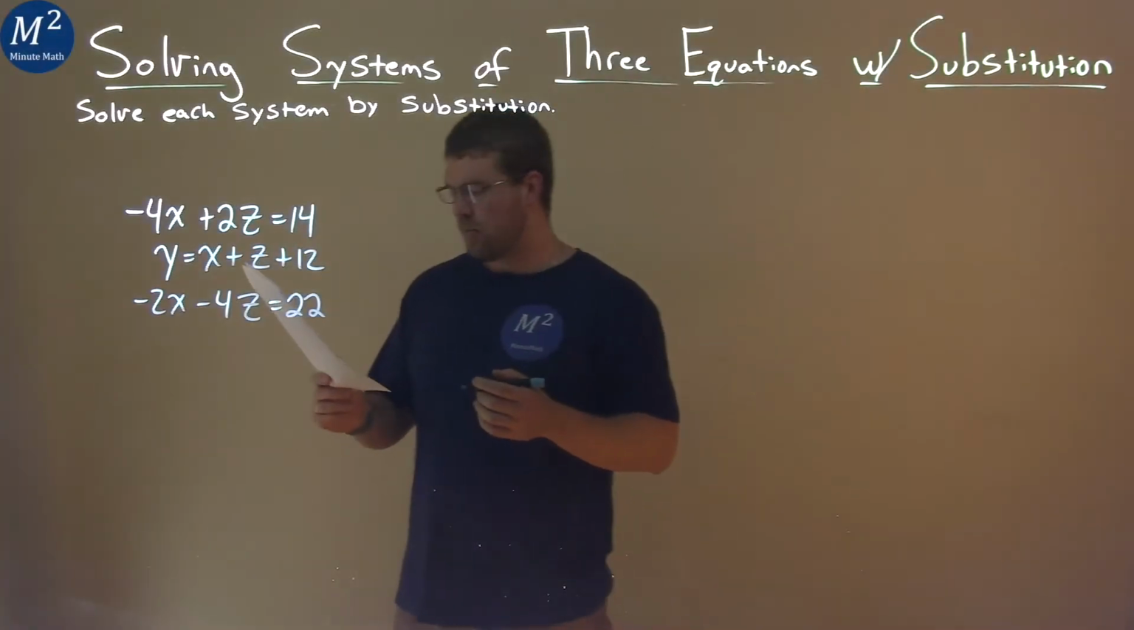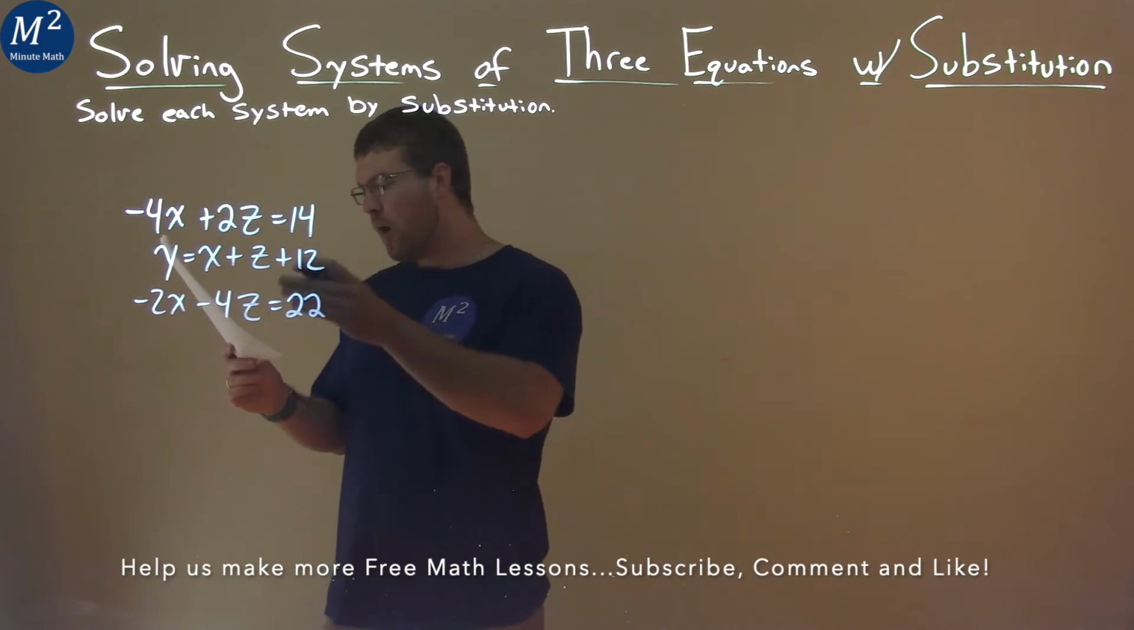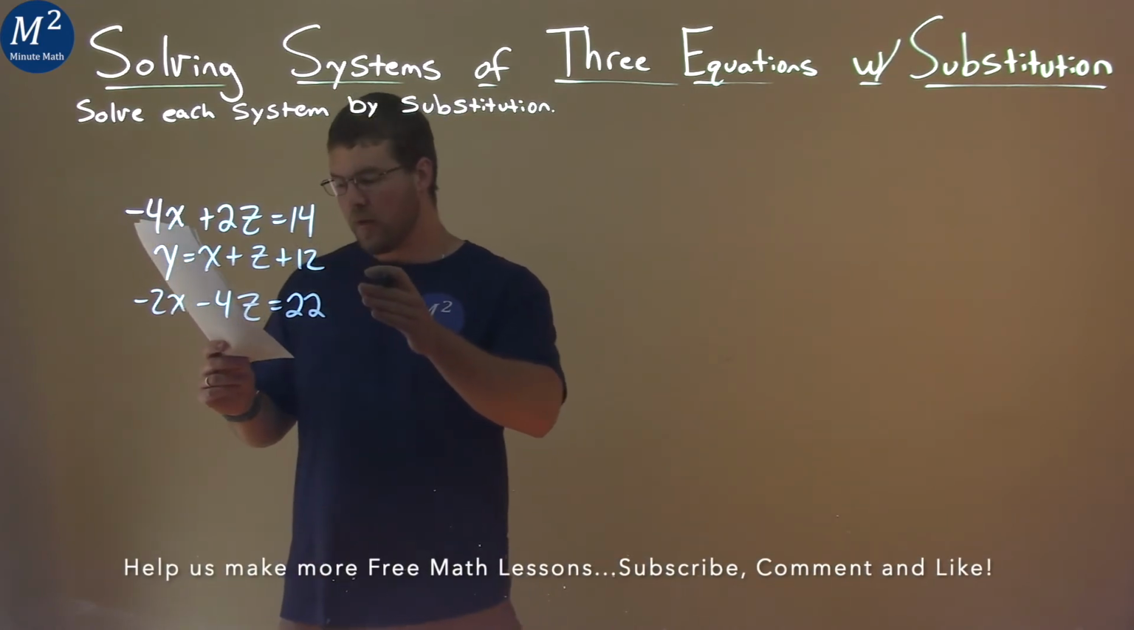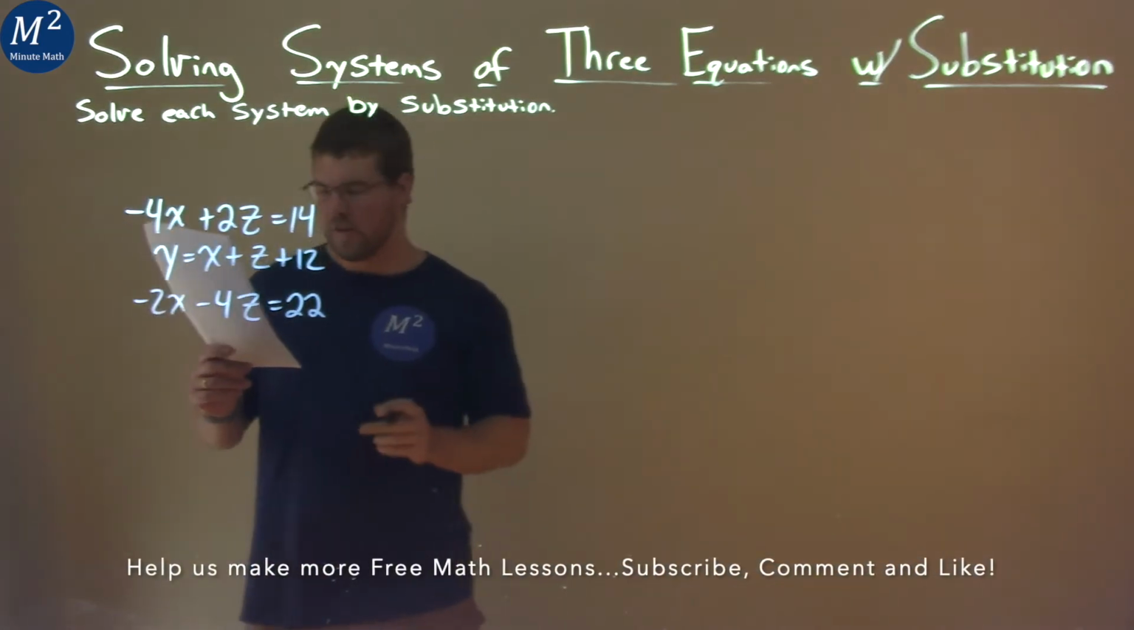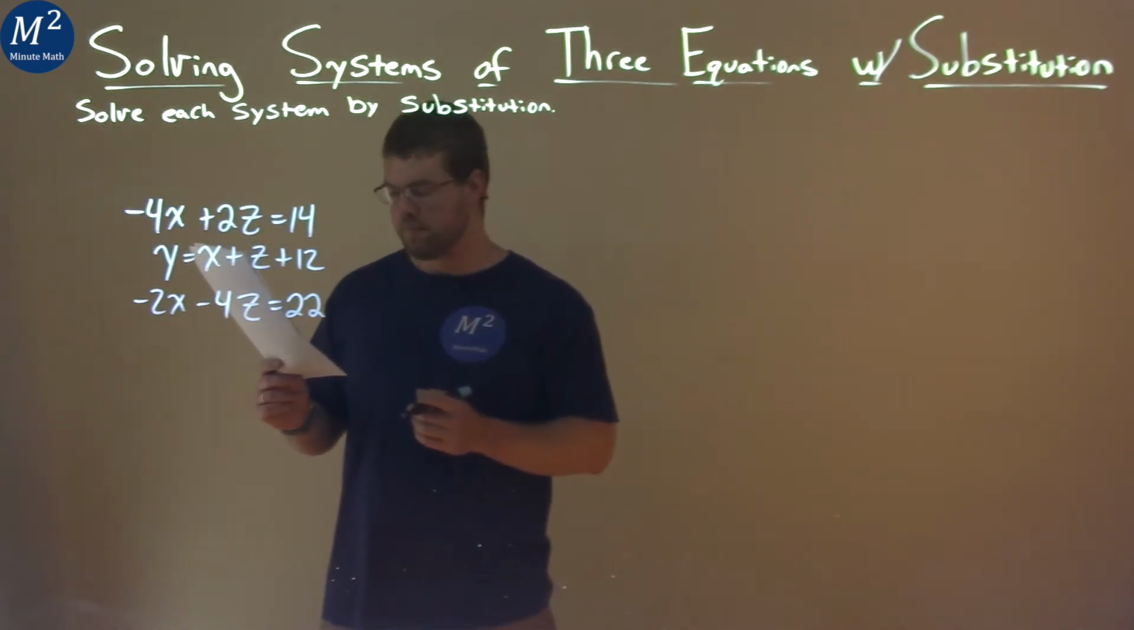We're given this problem right here. Negative 4x plus 2z equals 14. y equals x plus z plus 12. And negative 2x minus 4z equals 22. And we want to solve the system by substitution.